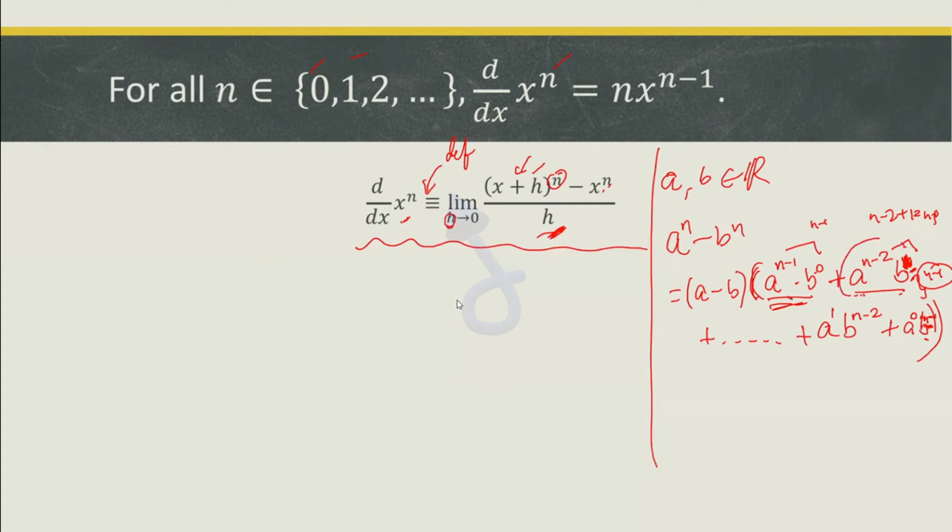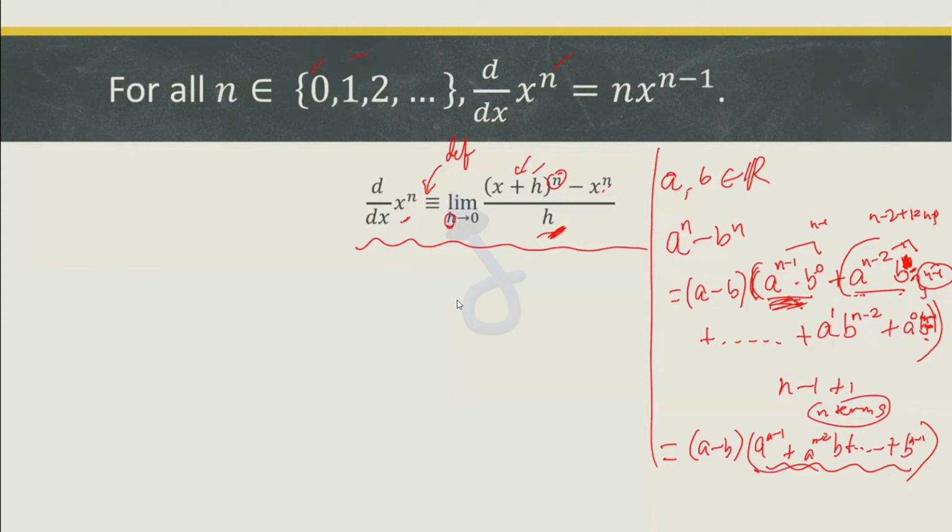Tapos may isa pang term dito, yung b to the 0. So ang total number of terms ay n minus 1 plus 1. Ibig sabihin, ito pala ay (a minus b) times, dito mayroong n terms. N terms yan. Yung loob ay ganito. So a to the n minus 1 plus a to the n minus 2 times b plus dot dot dot. Ang last ay b to the n minus 1. May n terms yan. So balik tayo dito sa ating derivative.